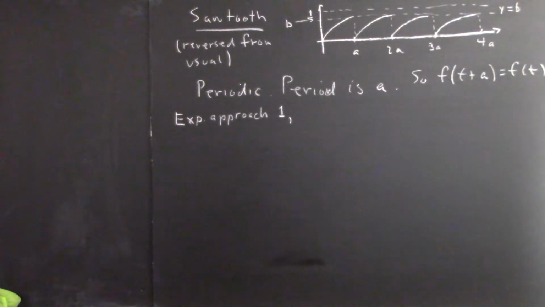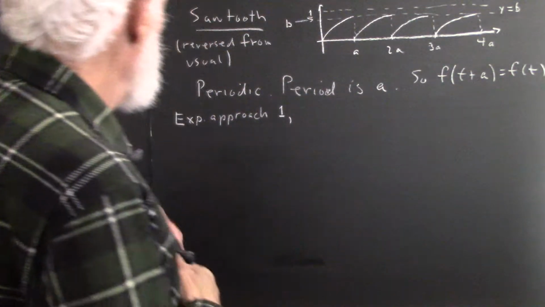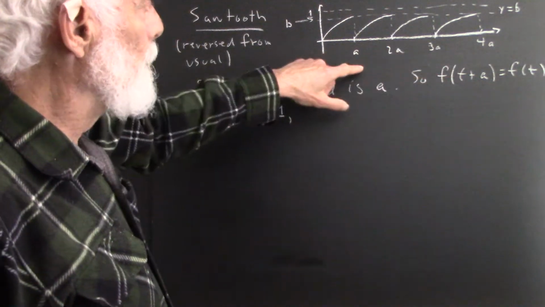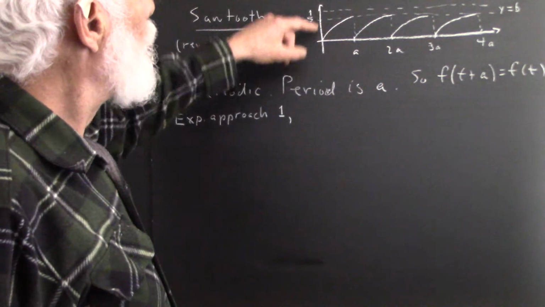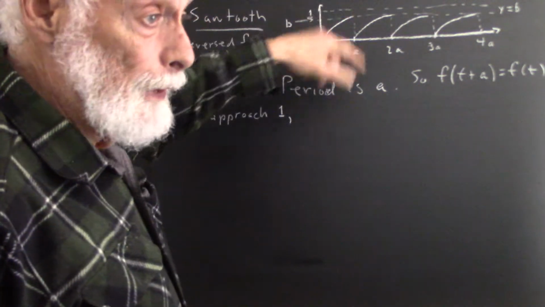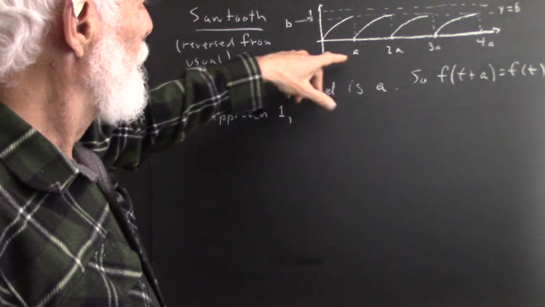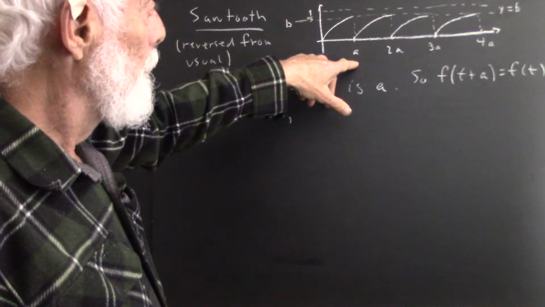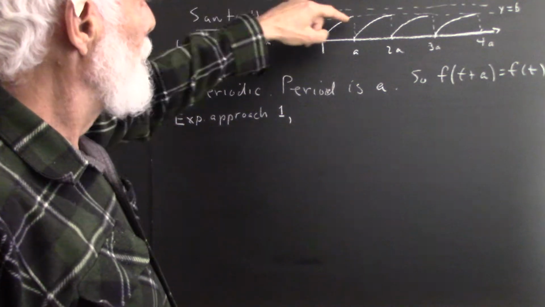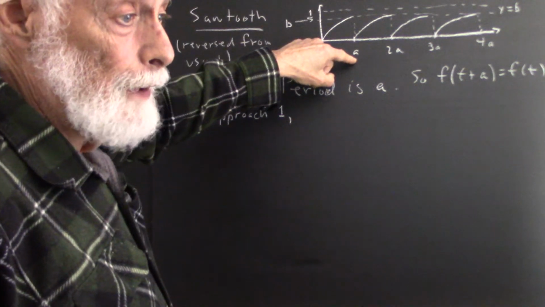Okay, just another example. It comes out, I think, fairly simply. You have a periodic function that exponentially approaches 1 on each interval. It starts at 0, exponentially approaches 1. Okay? And it achieves voltage B on each period. Maximum voltage is B.